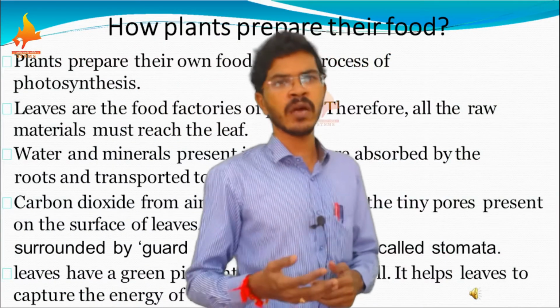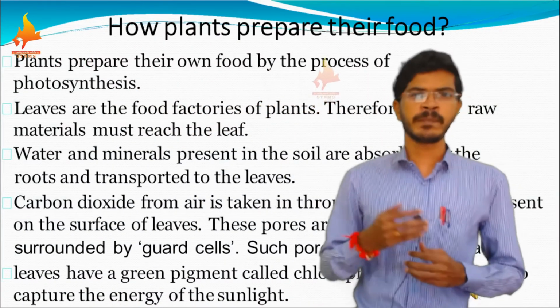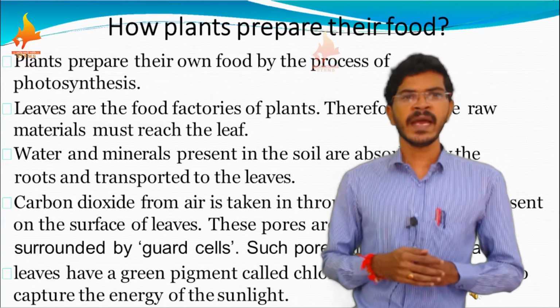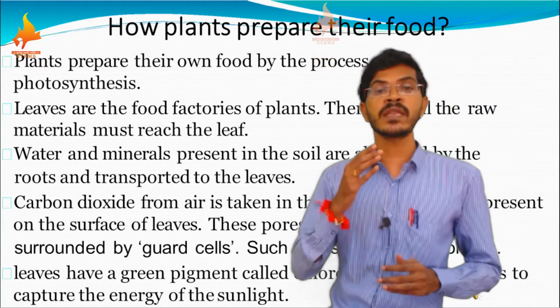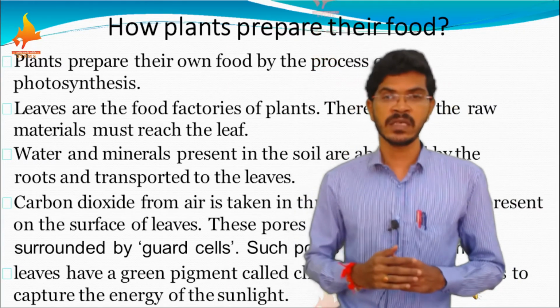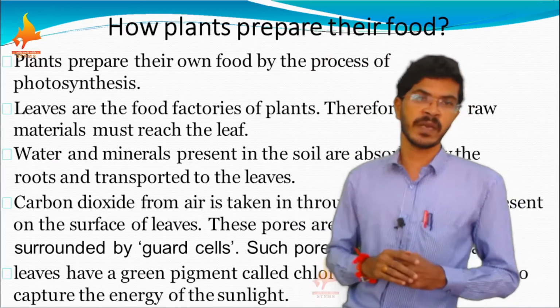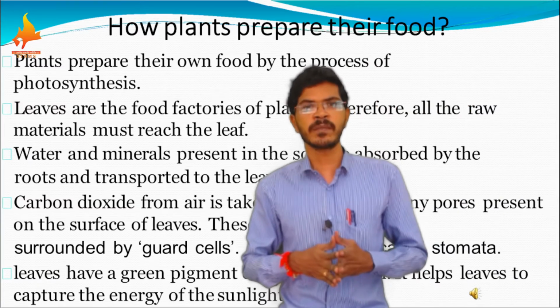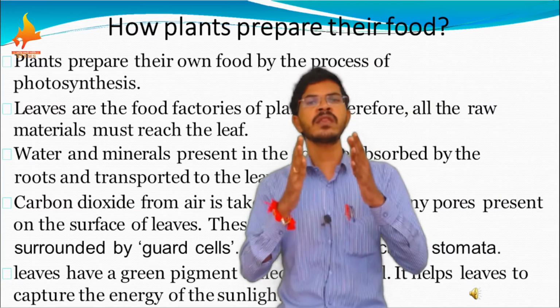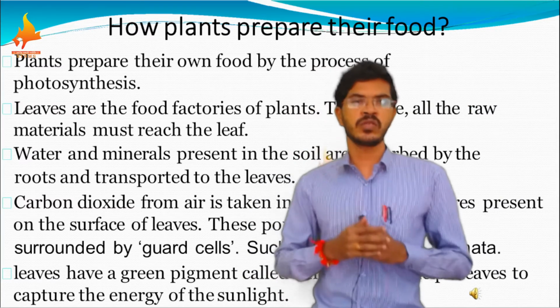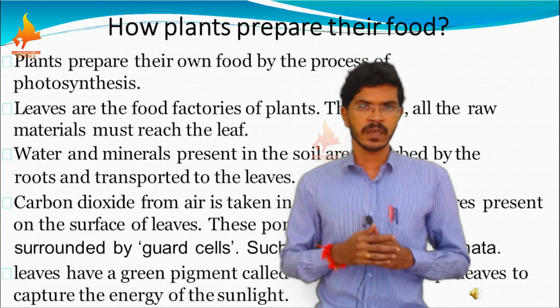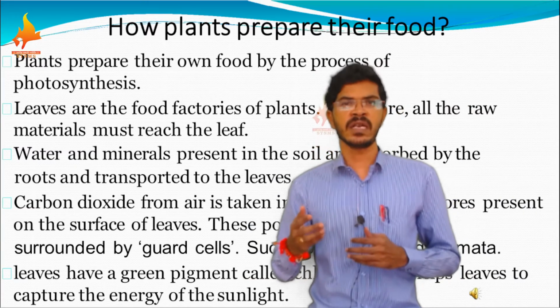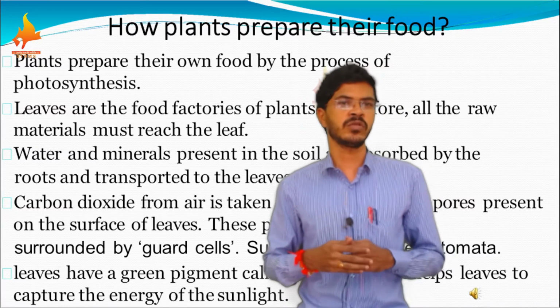So, as I have just now told you, plants prepare their own food, and the leaf is known as the food factory of the plant. Why? What is the reason? It should be called the food factory of the plant because it is the place where the food is produced. Food means starch, the carbohydrates are produced.